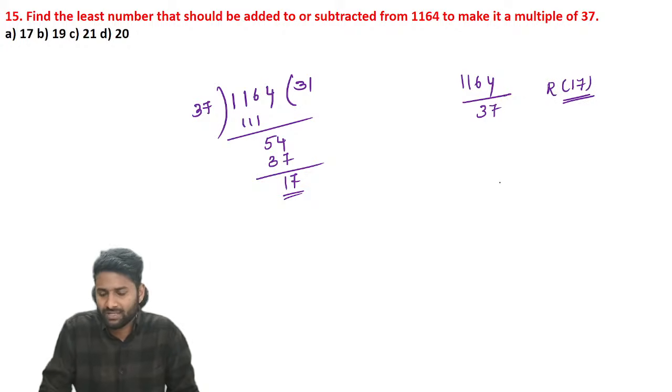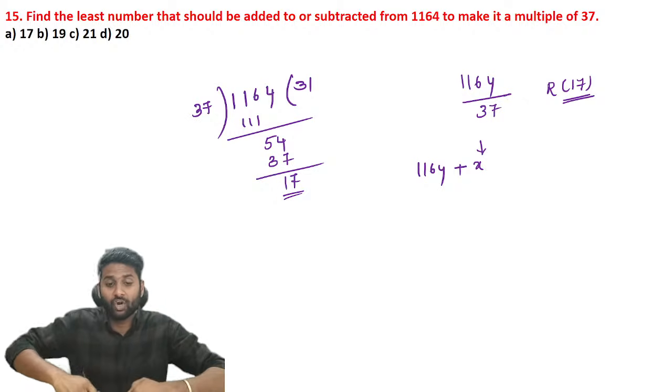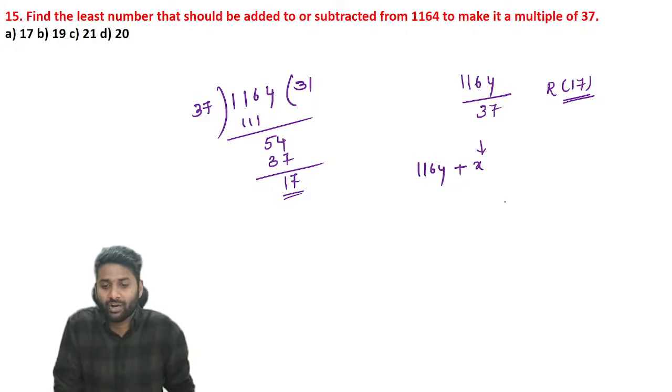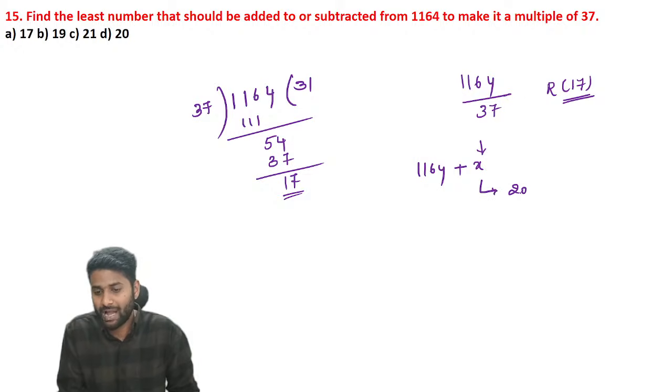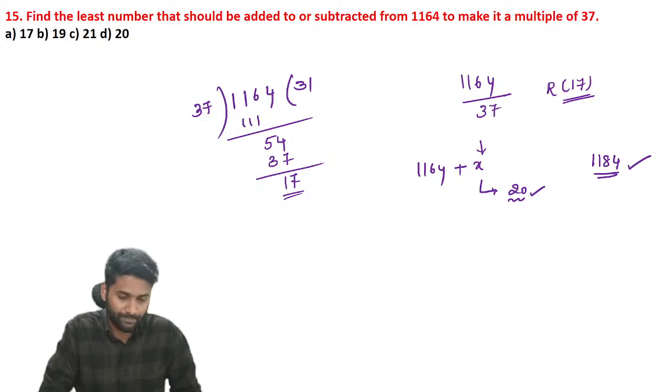Now the question here: which number are we going to add? For example, for 1164, which number should we add to make it divisible by 37? Observe guys, here 17 is already left, which means 17 units are already extra. So now we have to add 20 units. It means 1184 is exactly divisible by 37.